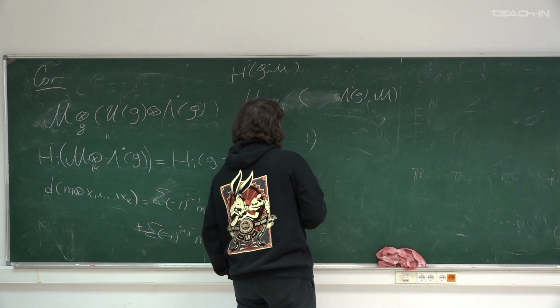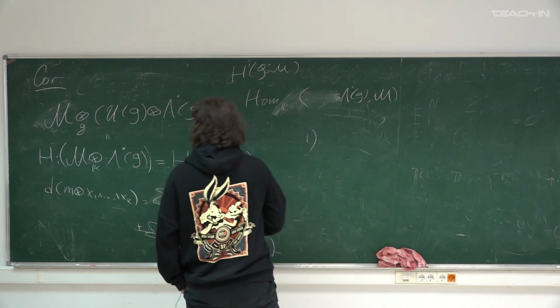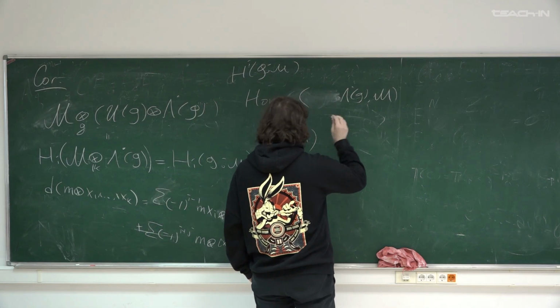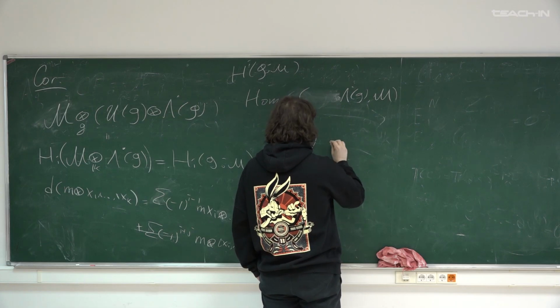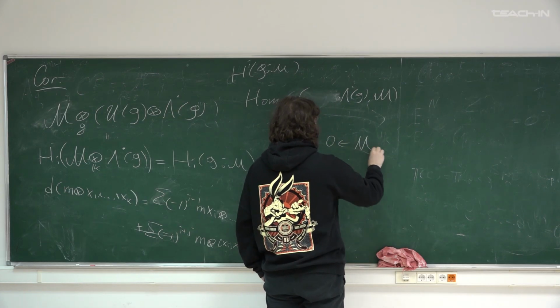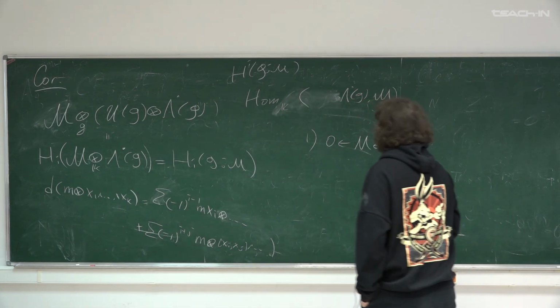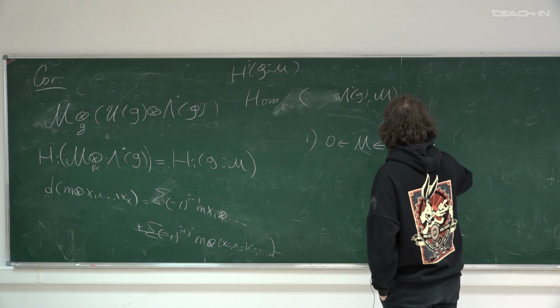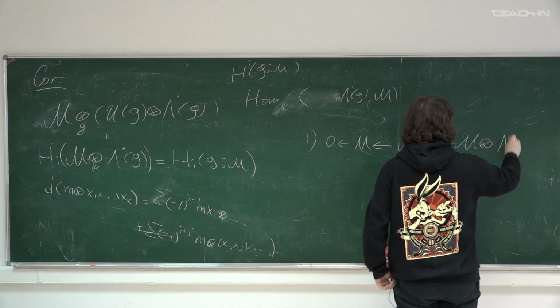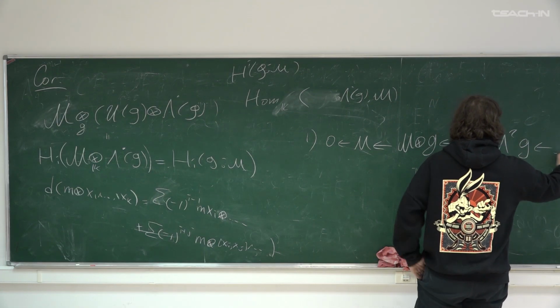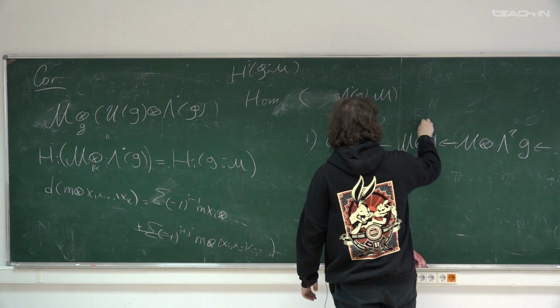The first one, for example, what if M? Okay, any M. I have M, then M tensor G, then M tensor lambda 2 G. The 0 part, first, second.